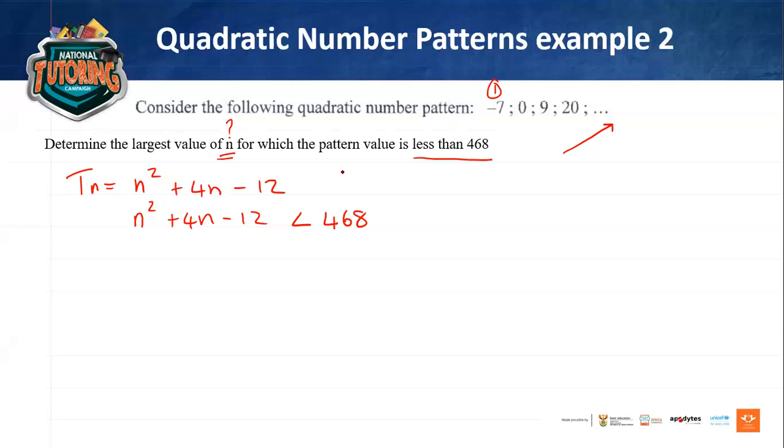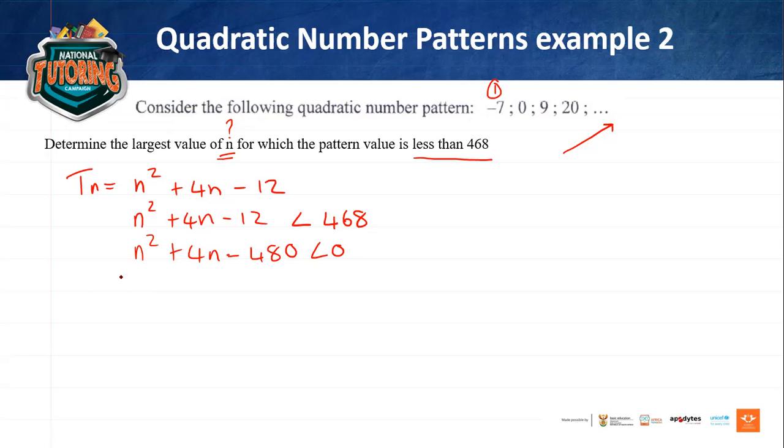Solve this. Let's go on and solve this. We can rearrange so that everything is on one side. So if we take our negative 12 and subtract 468, we get negative 480, less than 0. If you remember our previous lesson on quadratic inequalities, this should be fine. We have everything on the left less than 0.